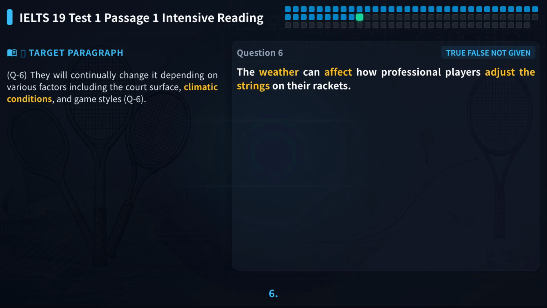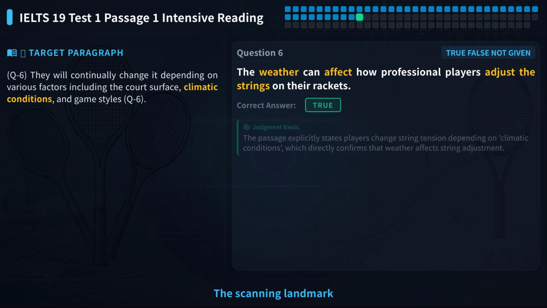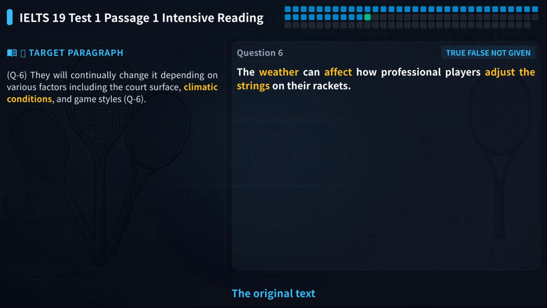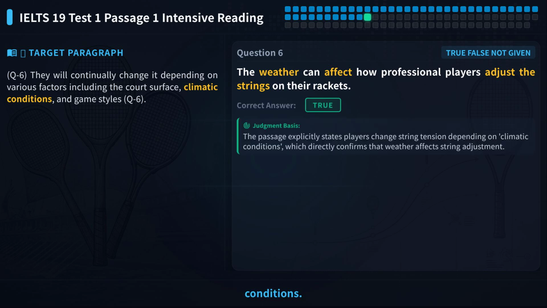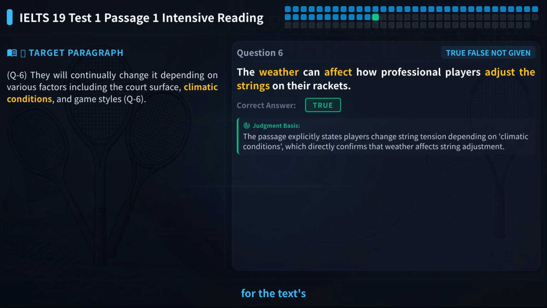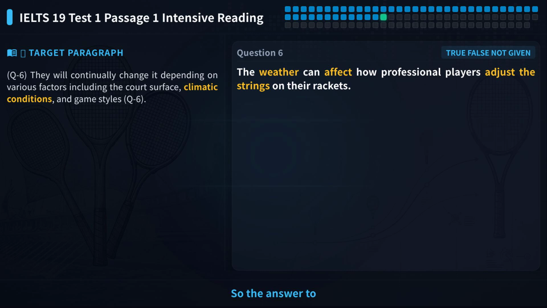Locate paragraph 6. The scanning landmark word in the text is climatic conditions. The original text uses the phrase climatic conditions, which means weather conditions. The statement's weather is a direct synonym for the text's climatic conditions. The text says players change string tension based on climatic conditions, which directly supports the statement. So the answer to question 6 is true.